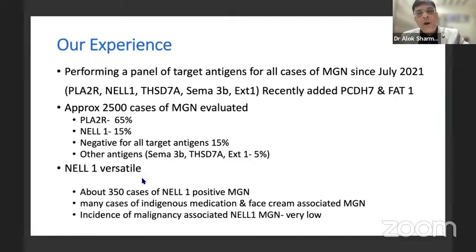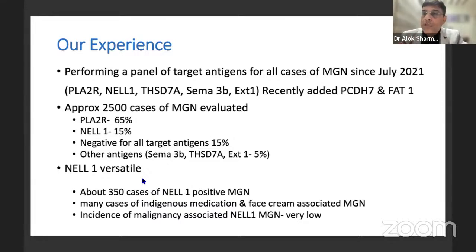So our experience: we've been doing membranous GN target antigens for a very long time. And we were in fact first in the world to start doing these target antigens on a routine basis. And we used a panel of 5 initially. So we used PLA2R, NELL1, thrombospondin, semaphorin 3B, and exostosin 1 for all our membranous GN cases. And we have recently added protocadherin and FAT1 also. So over this time, we have seen approximately 2,500 cases of membranous GN.